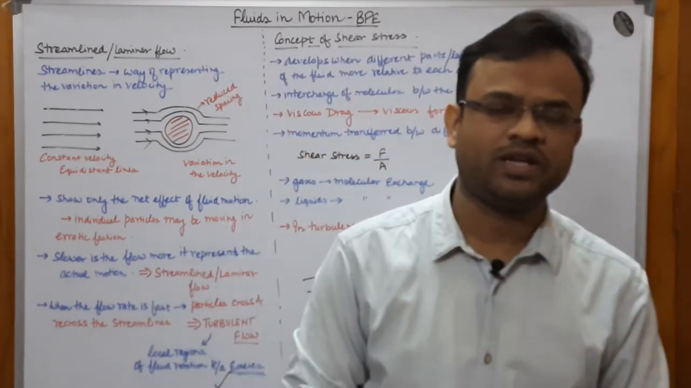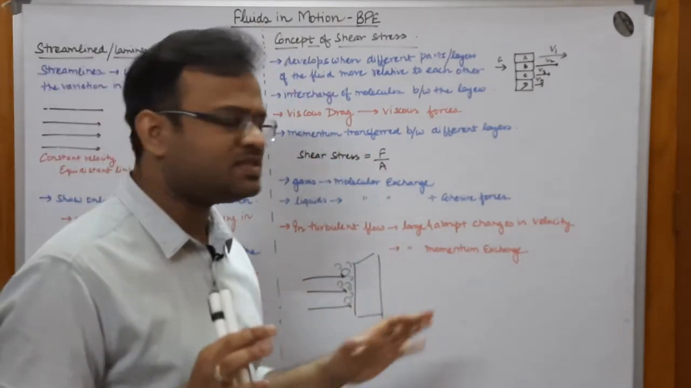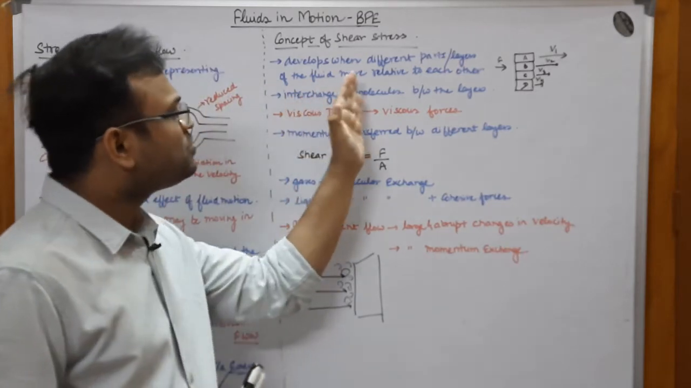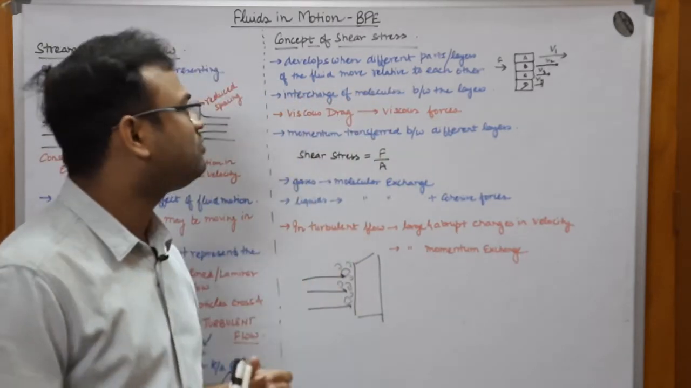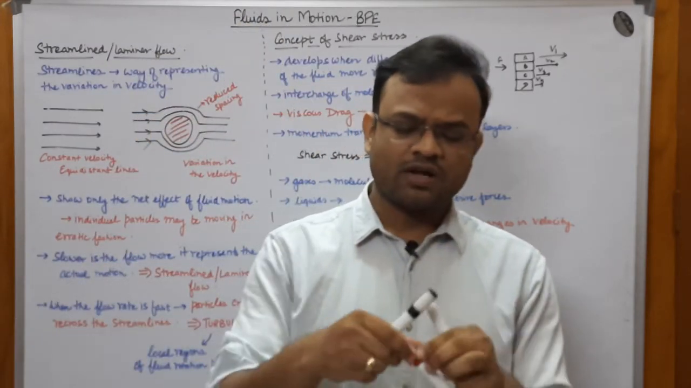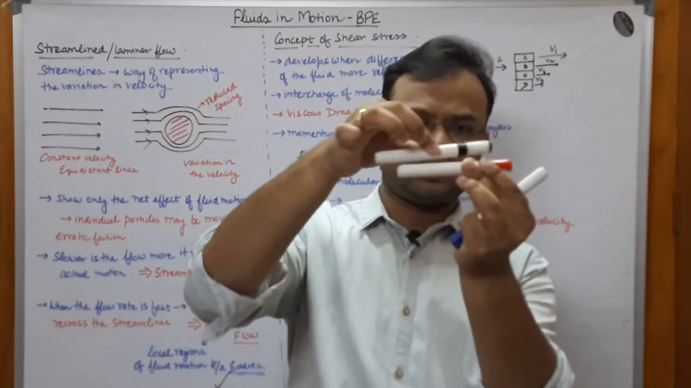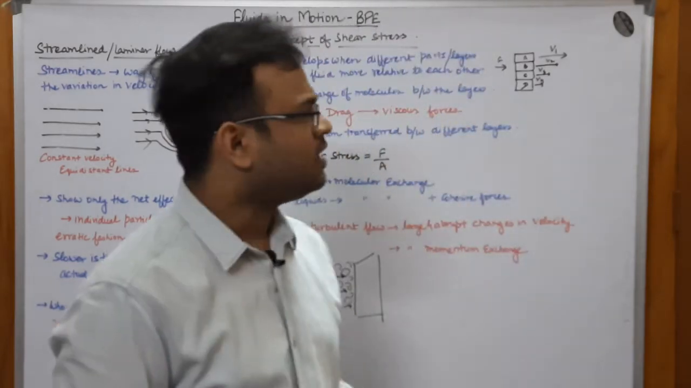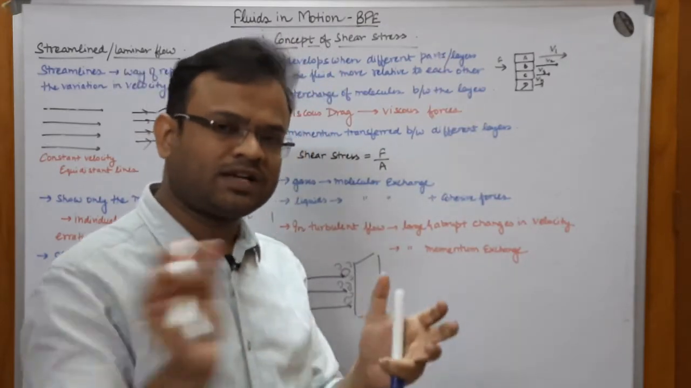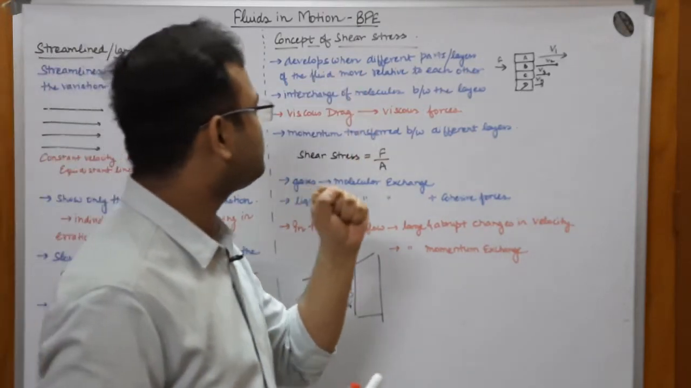Okay, so this is the concept. This can be understood very well. This shear stress basically can be understood with this concept. Now it develops when different parts or layers of the fluid move relative to each other. Suppose these two are fluids, they are in contact, and they are moving relative to each other. This kind of shear stress develops only when they are in contact and moving with respect to each other. Different parts are moving in relation to each other.